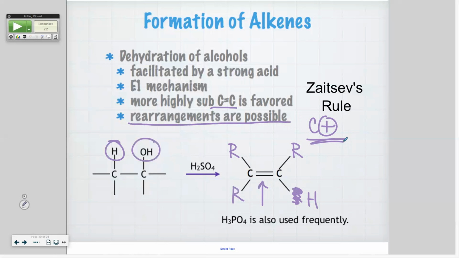Okay, now I want you to notice that this reaction is facilitated by sulfuric acid or phosphoric acid. Okay, and as we go, we'll talk about why those acids. Why not HCl? Okay, we'll get there. Okay, you have to have the acid in there pretty much or it doesn't want to work.